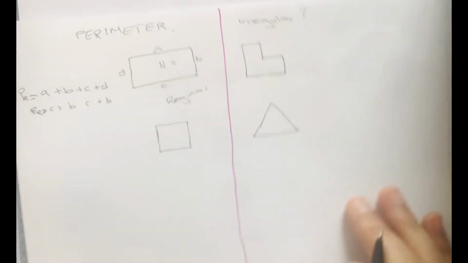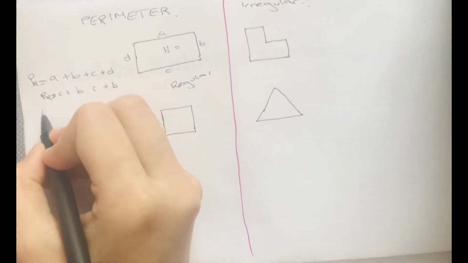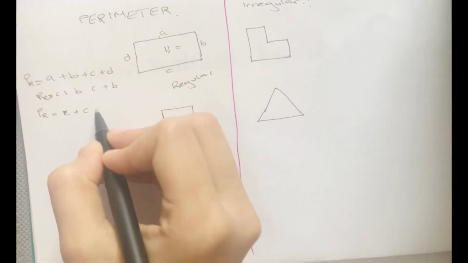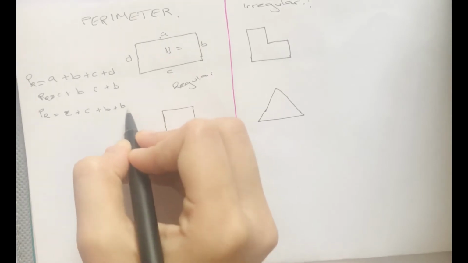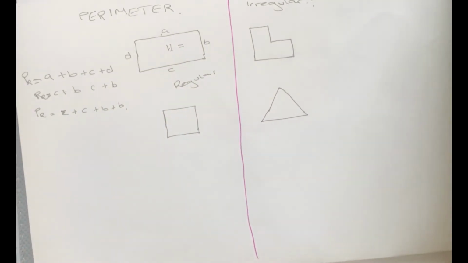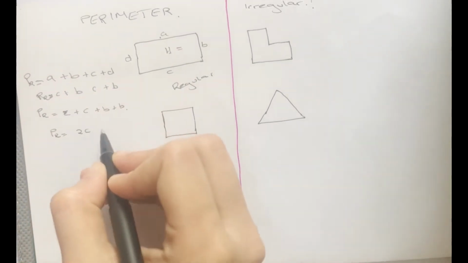Okay? Now, bring the like terms together. Collect the like terms as I said in my previous video. It's C plus C plus B plus B. When you add them, you know algebra, don't you? Perimeter of a rectangle is equal to 2C plus 2B.